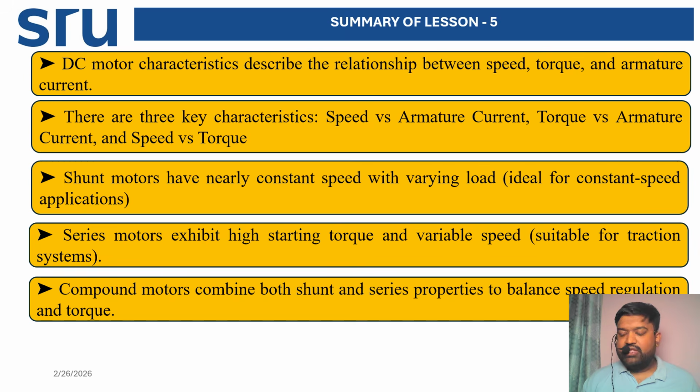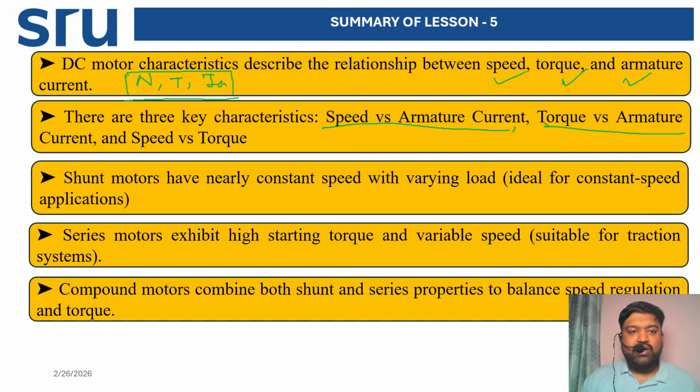What we found is that DC motor characteristics describe the relationship between speed, torque, and armature current. You see, by considering these three quantities, we are deriving the characteristics. The key characteristics are the electrical characteristics, that is speed versus armature current and torque versus armature current, where the armature current is the reference. Then come to speed versus torque. This is nothing but your mechanical characteristic.